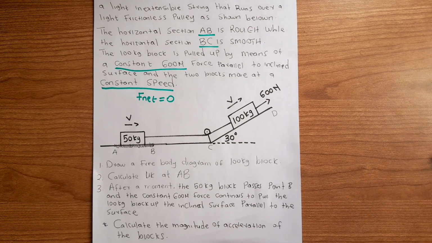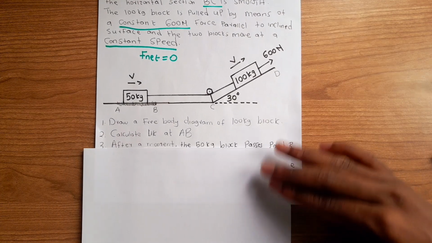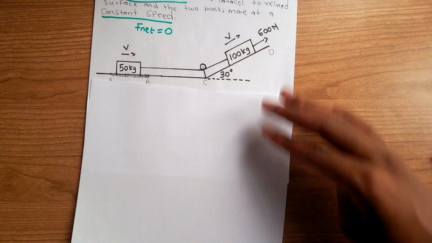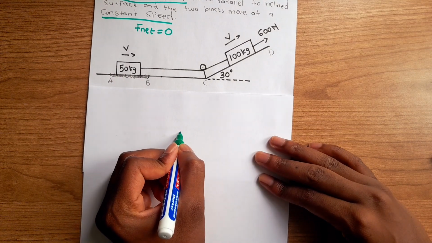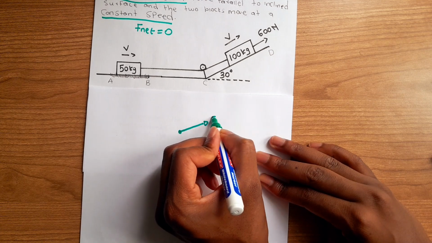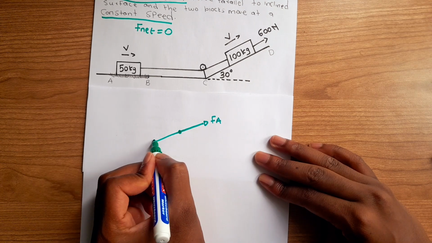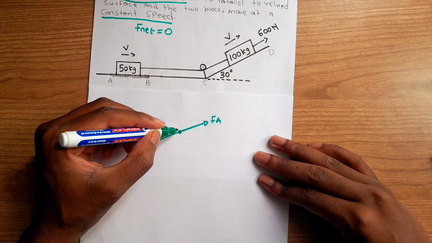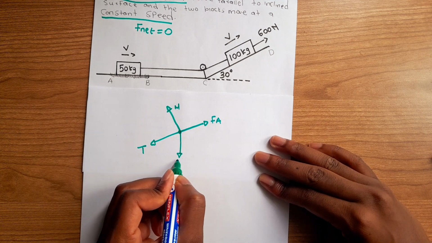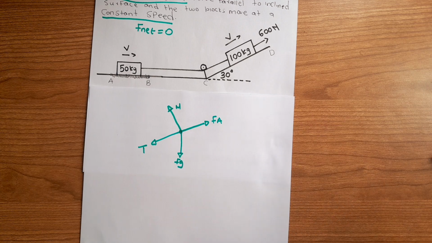Now let's start to answer this question. The first question is: draw a free body diagram of the 100 kg block. So let's look at the 100 kg block and try to draw its free body diagram. The first thing we notice is we're going to have the applied force, and then the tension force, the normal force and Fg. We do have Fg parallel and Fg perpendicular, but when we draw a free body diagram, for some reason we do not include them.